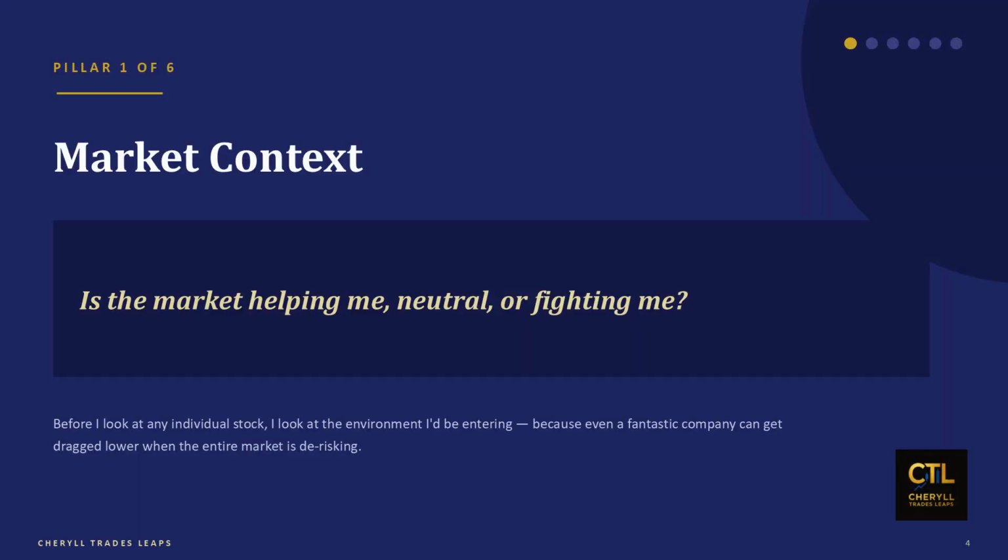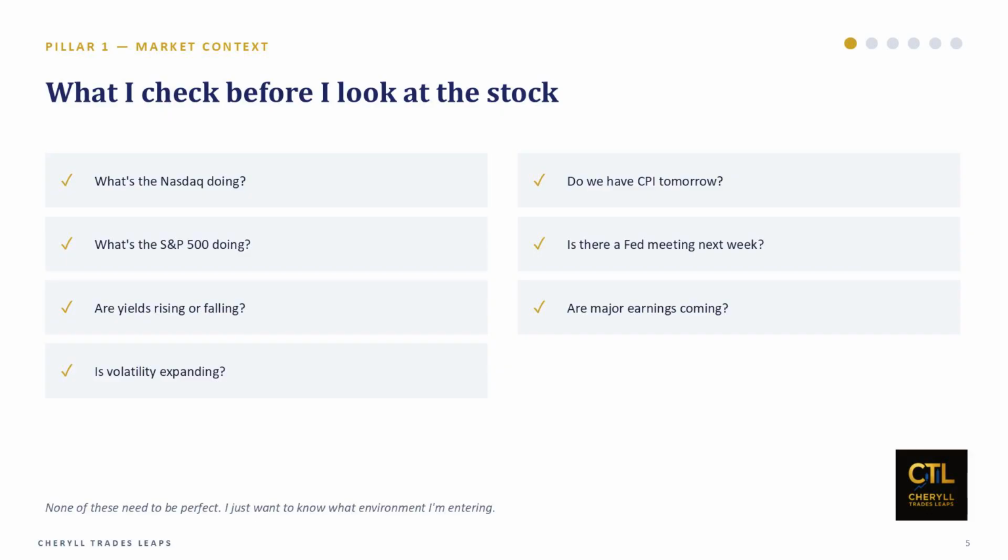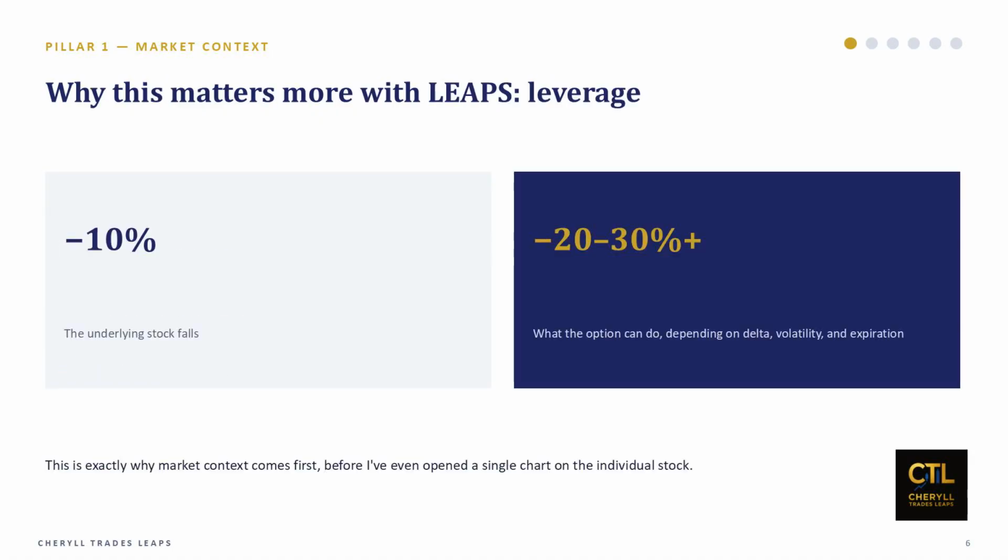Pillar 1, market context. Before I even look at the individual stock, I look at the market. Is the market helping me, neutral, or fighting against me? These are the questions I'm asking before I look at the stock. What's the Nasdaq doing? What's the S&P 500 doing? Are yields rising or falling? Is volatility expanding? Do we have CPI tomorrow? A Fed meeting next week? Major earnings coming? This matters even more with LEAPS because I'm using leverage.